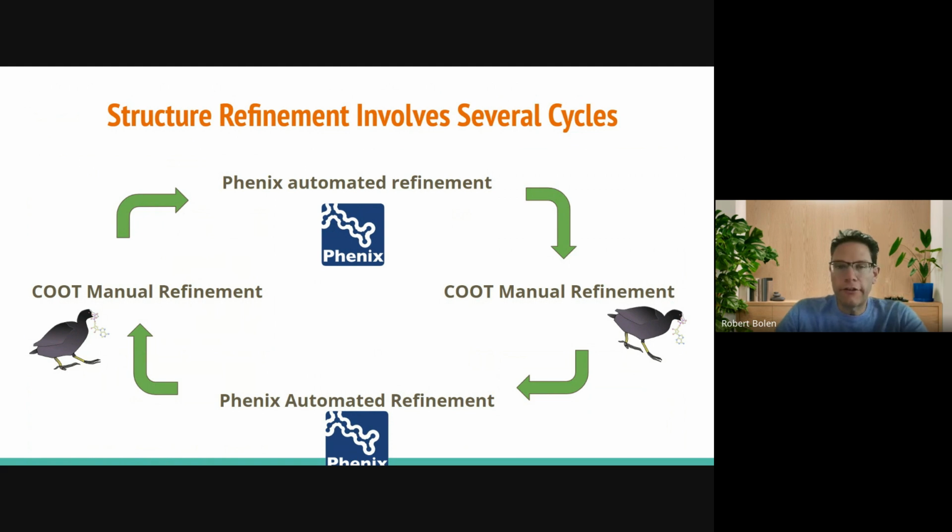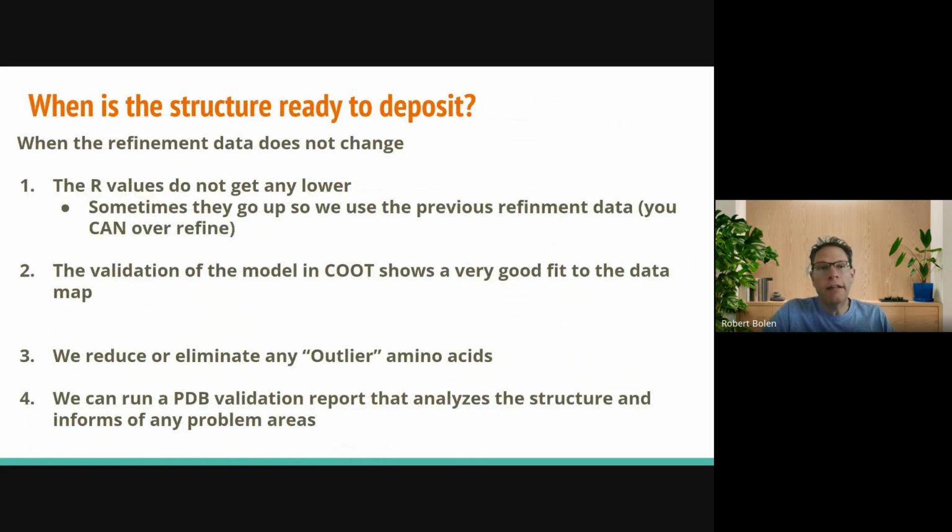So it's kind of circular, right? You do Phoenix, then you run Coot, back to Phoenix, back to Coot, back to Phoenix, back to Coot. And you keep doing this until you get to the point where your model really can't be refined any further. Okay. Then you're ready to deposit. And the whole point of getting ready to deposit is when you see that your refinement data really doesn't change much. Okay. Your R values are not getting any lower. Now, sometimes they'll actually go up a bit.